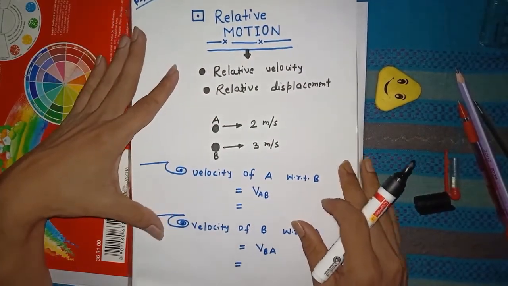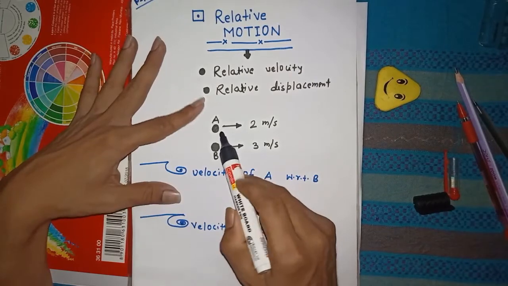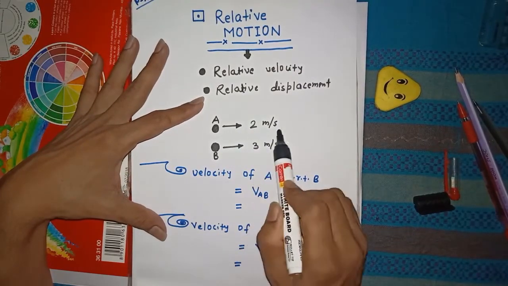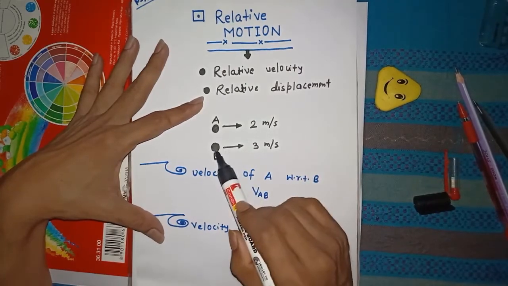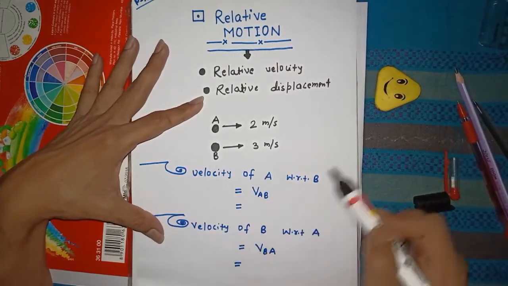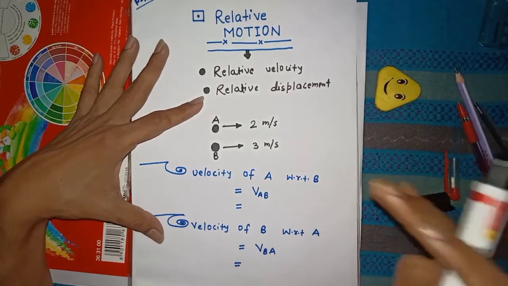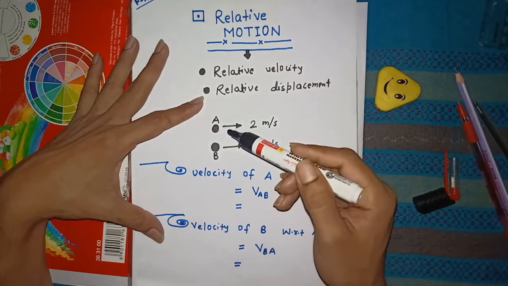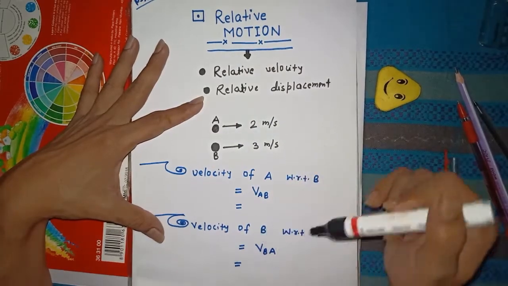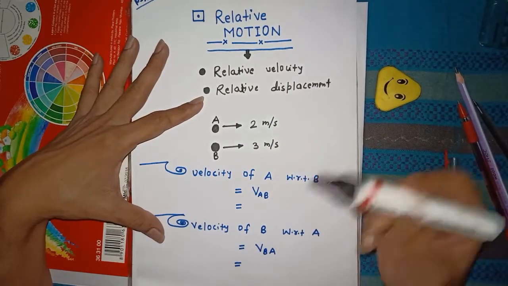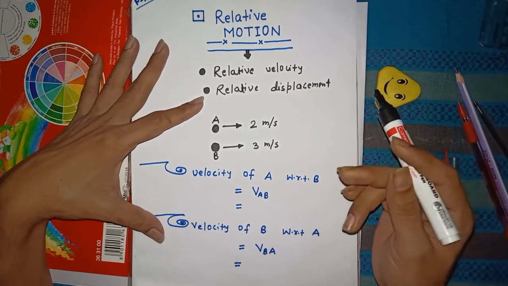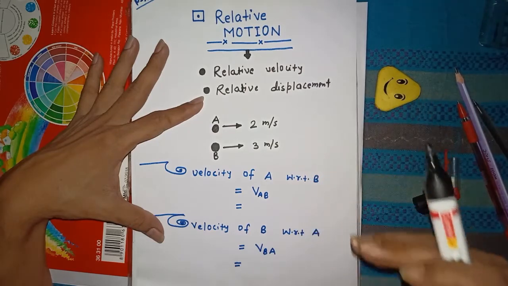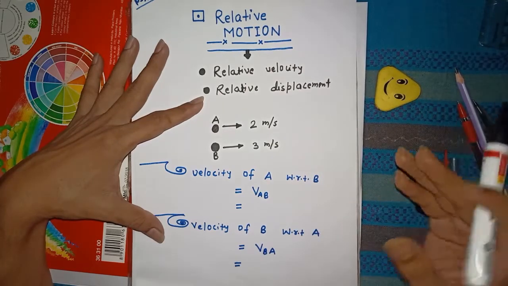So what do we mean by velocity here? Let's say your friend A is moving with 2 meters per second eastward, and you are moving with 3 meters per second in the same direction along the same line. So what is the velocity of your friend with respect to you? What do you mean by that? It means the velocity of A when observed by B.